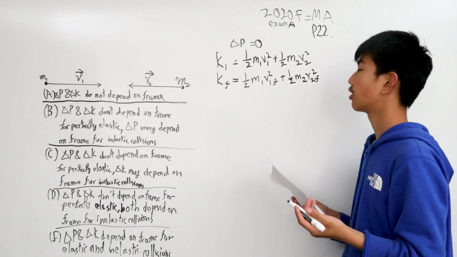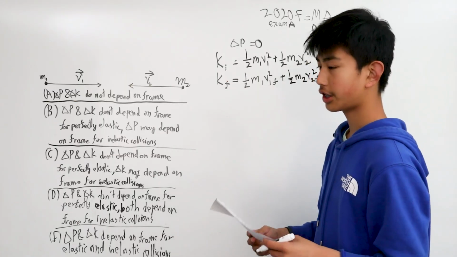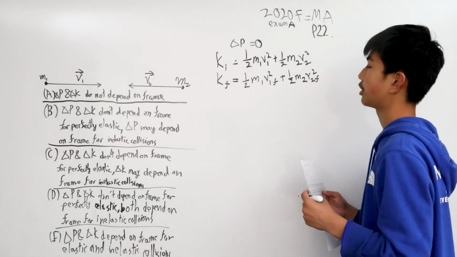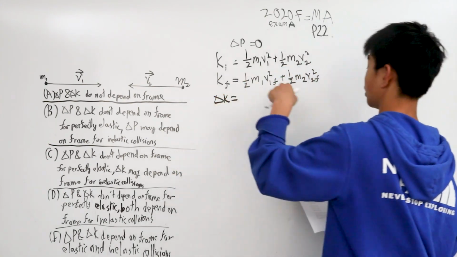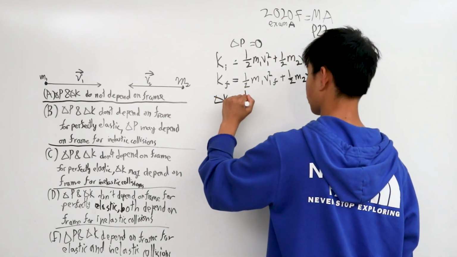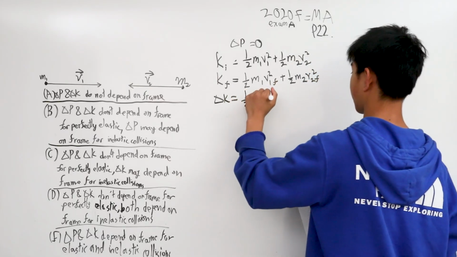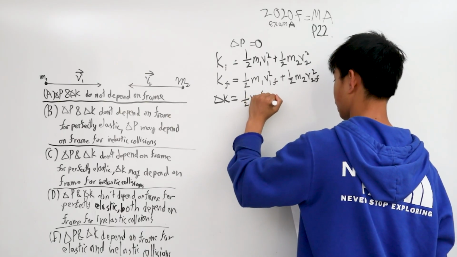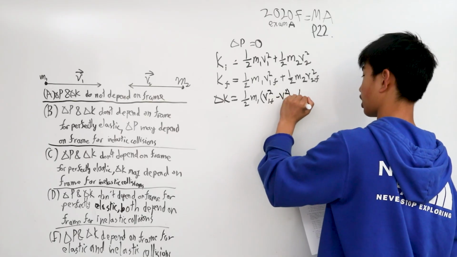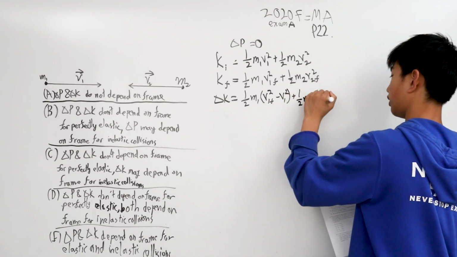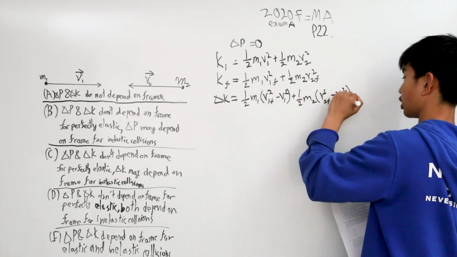Now, the reason why we don't apply a final mass to both of these objects is because the masses do not change in these collisions. We can then say that the change in kinetic energy is the subtraction of these two. So we factor out 1/2 m, the mass, from both of them, to get 1/2 m1 times v1f squared minus v1 squared, plus 1/2 m2 times v2f squared minus v2 squared.